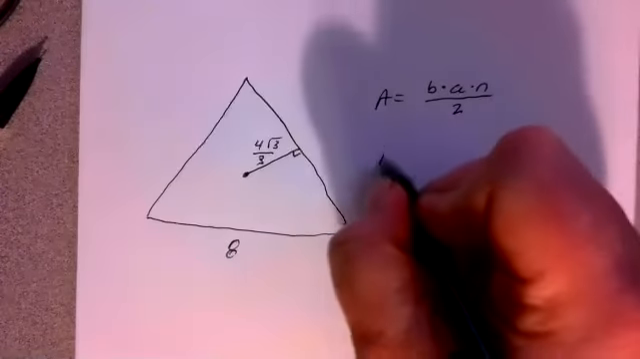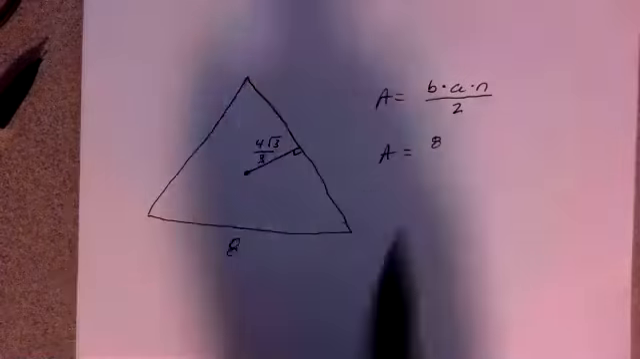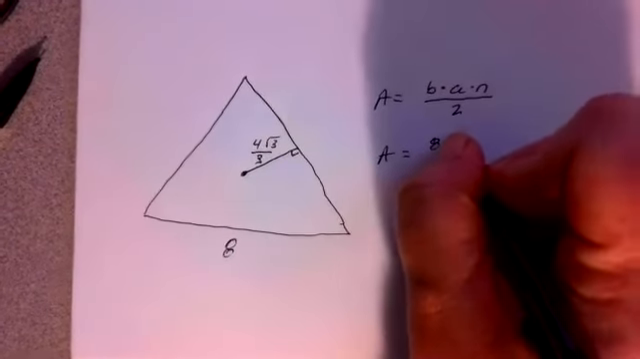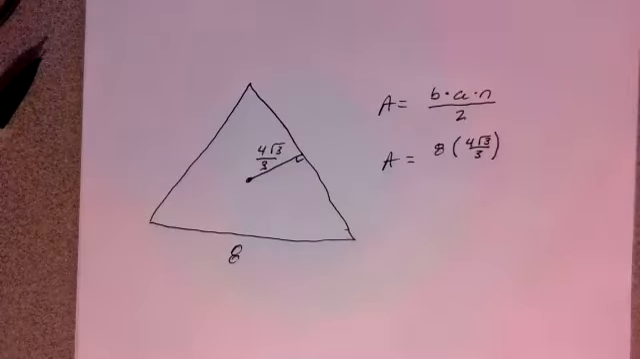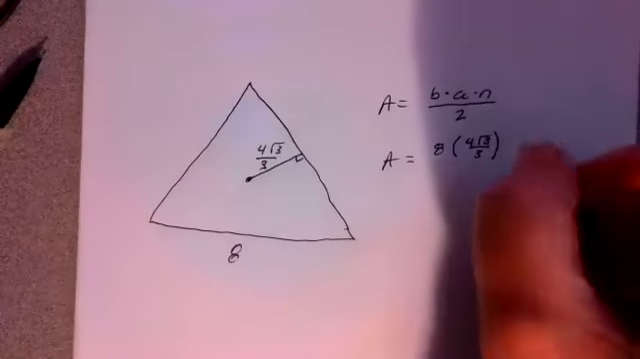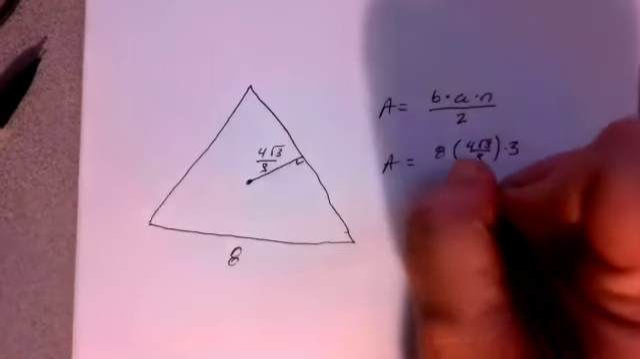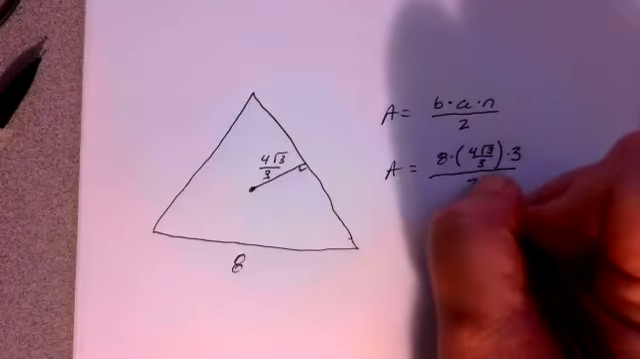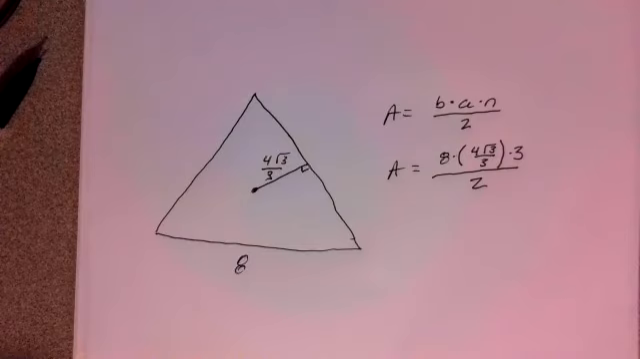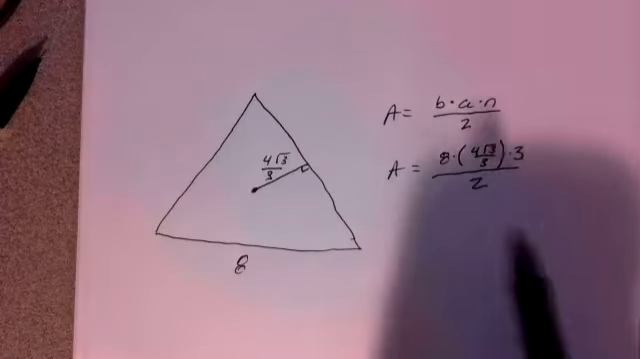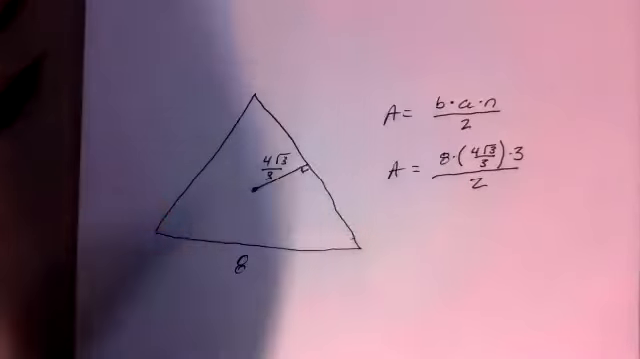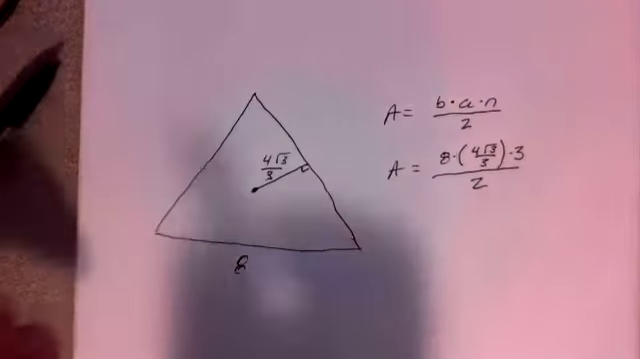All right, so here our base is 8. The apothem now is 4√3/3. Boy, that's kind of weird. And then the number of sides, we have 3 sides, times 3, all divided by 2. Now, when we get something like this on our homework, there's a couple of these, and on the practice problems, take your time simplifying this. This looks really disgusting on how we're going to multiply this out, but I'll show you real quickly how this works, and it's not too terrible.